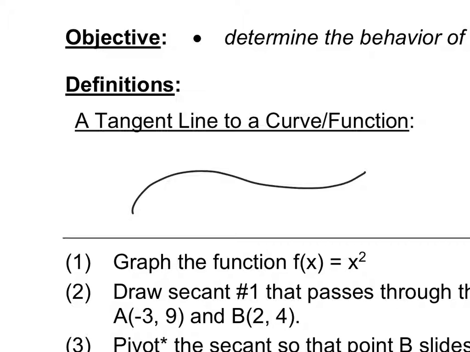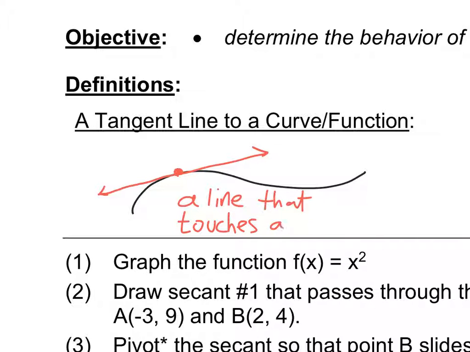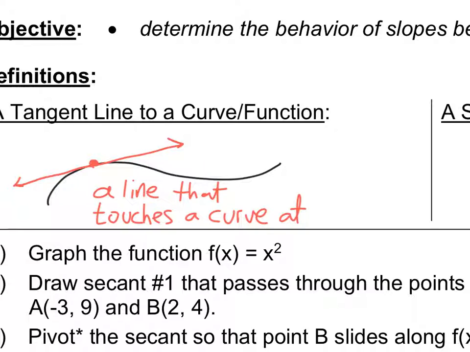All right, so a tangent line to a curve or function. Well, I'll draw a tangent line. Here's a point, and there's a tangent line. A line that touches a curve at only one point.